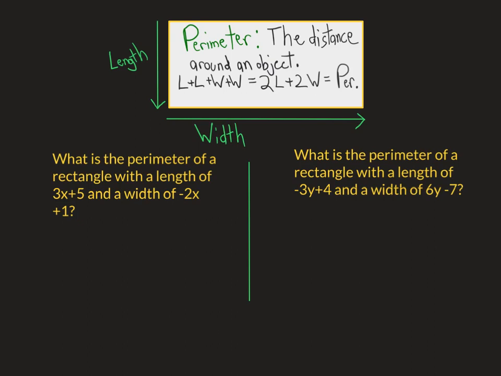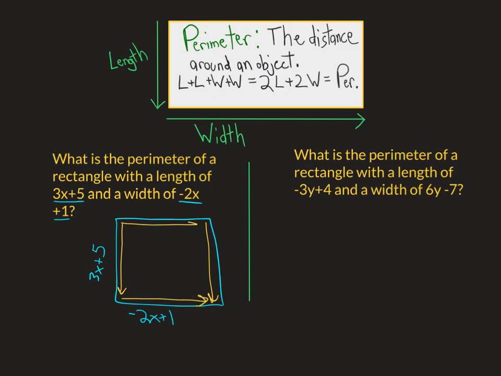What's the perimeter of a rectangle that's got a length of 3x plus 5 and a width of negative 2x plus 1? So if we were to draw this out, here's a 3x plus 5. Here's a negative 2x plus 1. And what's that total distance around, which requires two of those sides and two of that side, two lengths, two widths to add. So we'll just do that real quick. 3x plus 5, I'm going to multiply it by 2. You can add two of them together, or you can multiply them by 2. And then I'm going to do 2 of the other one, 2 lengths and 2 widths.